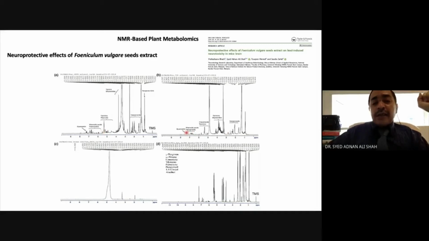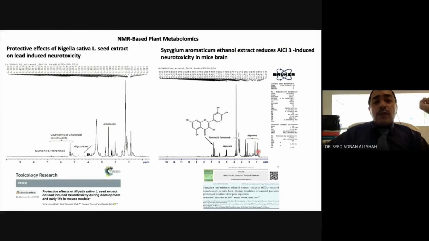of this plant. You can see each and every peak gives different information: this one is the terpene flavonoid, and this one gives the information about the terpene. So the crude extract also gave a lot of information about the chemical constituents present in a plant. This is also one of the plant-based metabolomic studies that has been done, which has a protective effect. The NMR profiling of the crude extract gave a lot of information about the presence of glycosides, coumarins, quinones, and alkaloids in this sample.